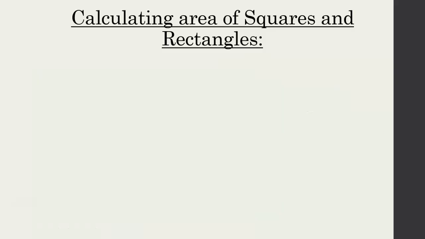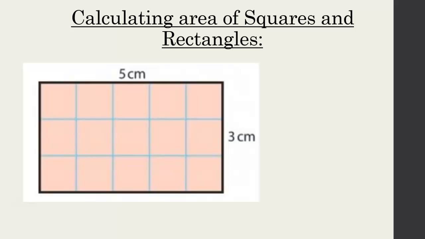So how do we calculate the area of squares and rectangles? Because that's what we're going to be doing. Let's say we have a rectangle like this. It has length 5 centimeters going across and then 3 centimeters down. Well, it's 15 centimeters squared. That's the area because I can just count the boxes. 1, 2, 3, 4, 5.